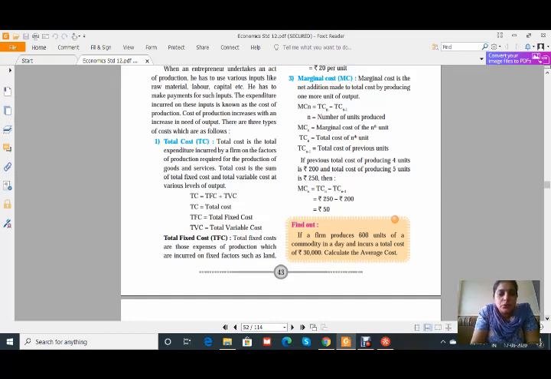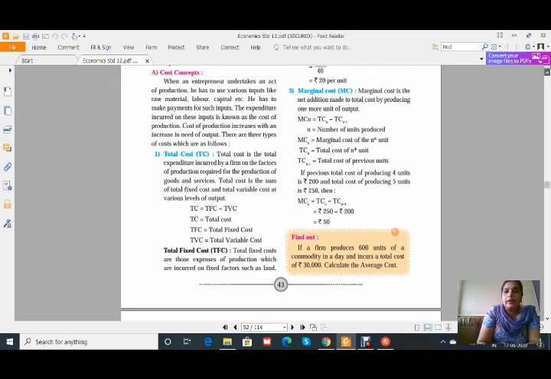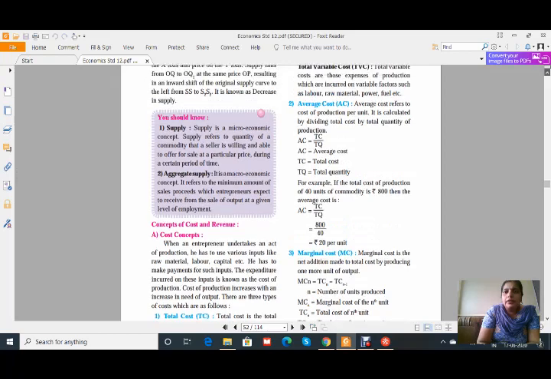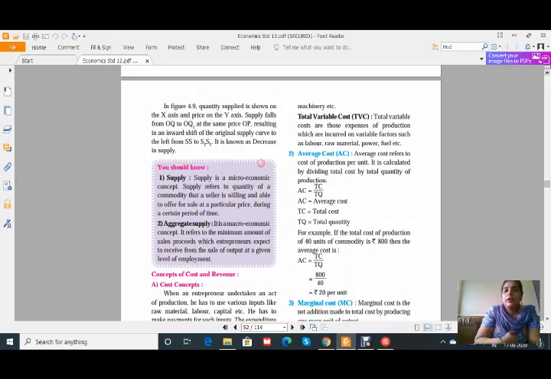Total fixed costs are those expenses of production which are incurred on fixed factors such as land. See, the land is also a fixed one because we cannot change the land. We cannot increase or decrease the land. And then, for example, I already told you about the machinery. It is also a fixed cost. Total variable costs are those expenses of production which are incurred on variable factors such as labor, raw material, power, fuel, etc. Just now I gave the example of power, that is electricity.